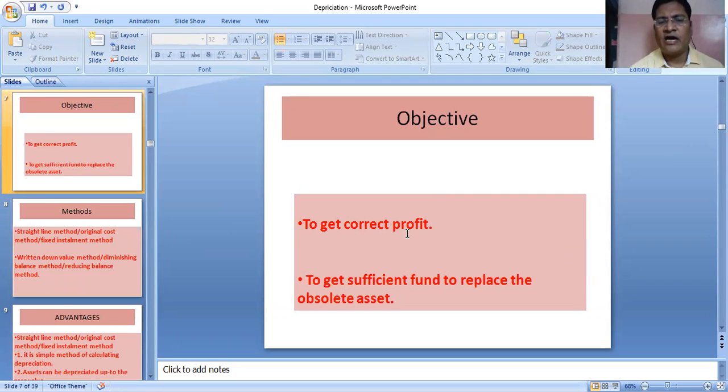Objectives: to get correct net profit and to get sufficient fund to replace the obsolete asset. That is the objective of charging depreciation. We have given two points only. There are many more. Two points because 2 marks, 2 points. Even for 1 mark, you write 2 points only.